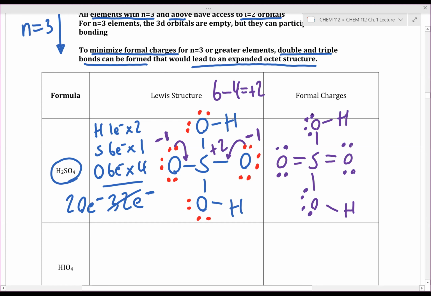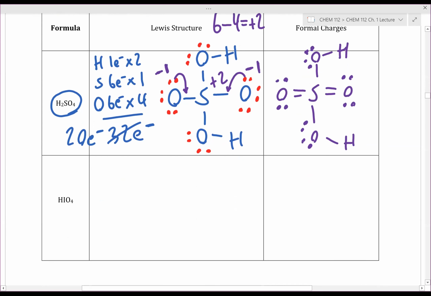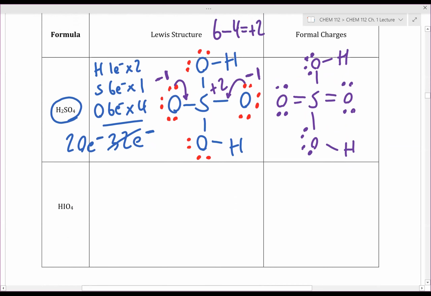Okay. So, does that make sense to everyone on why we invoke expanded octets? Let's look at another example, and this time I'd like you to give this a shot. We are dealing with periodic acid, which is a relative of perchloric acid. It's an oxidizing acid, and it's quite dangerous to handle with organic compounds. I'd like you to draw a valid Lewis structure, keeping in mind formal charge rules and invoking an expanded octet when appropriate.